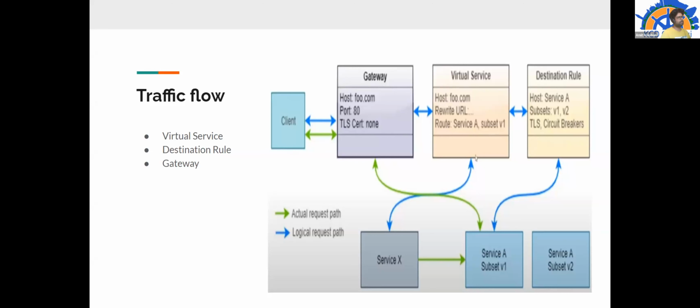Istio has defined some CRDs, and based on those CRDs, different decisions are made. Those CRDs actually impact the flow of the complete service-to-service and client-to-service or user-to-service traffic flow. So the major CRDs are virtual service, destination rule, and gateway.